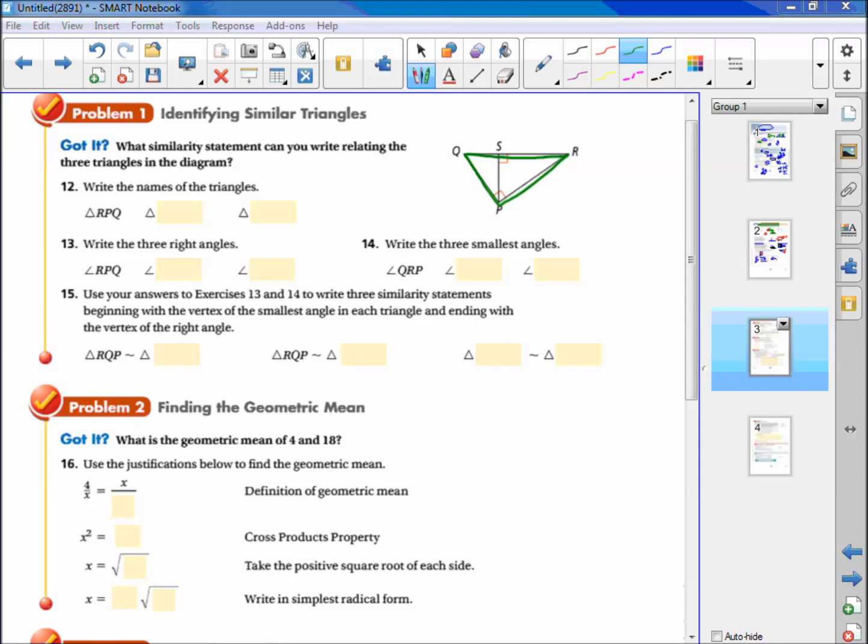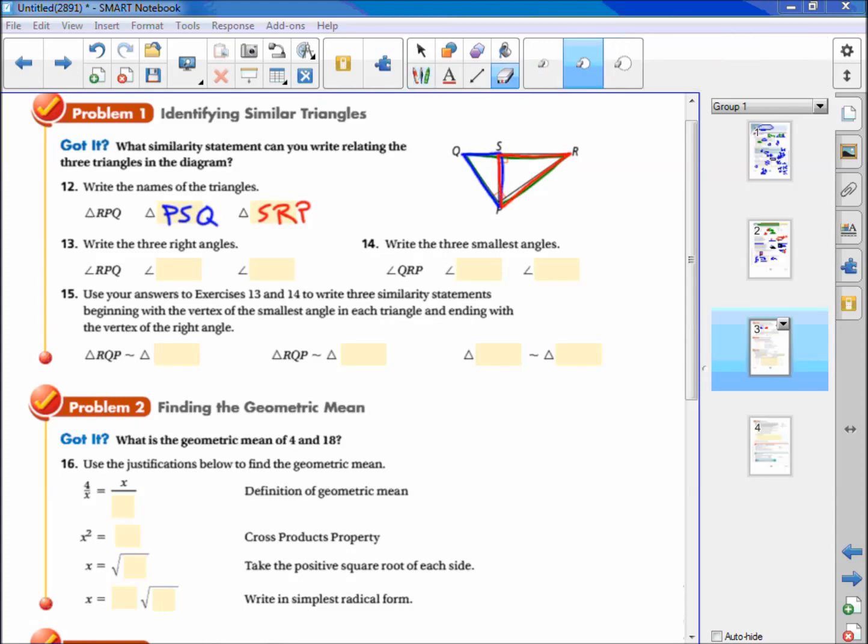And then we need to name the other two, so let's name the little one over here. We can call it whatever we want, so it doesn't have to match up just yet, so we'll call it PSQ. And then we have the medium one over here, and we'll call that SRP. Okay. All right, write the three right angles.